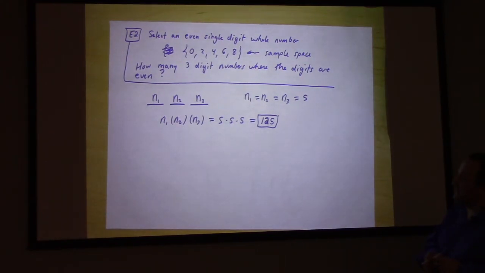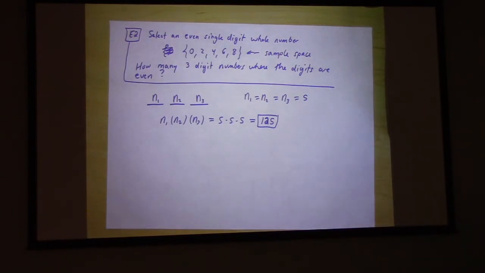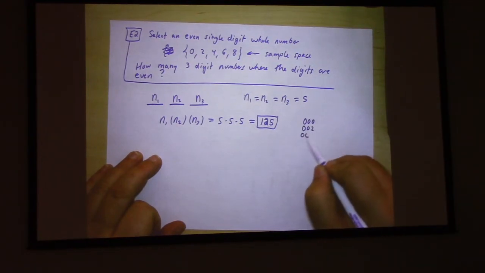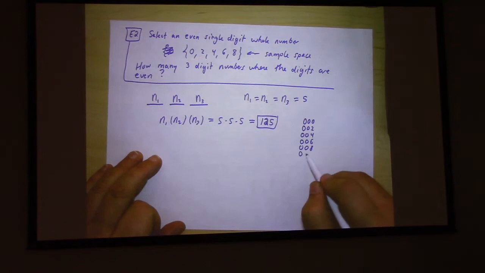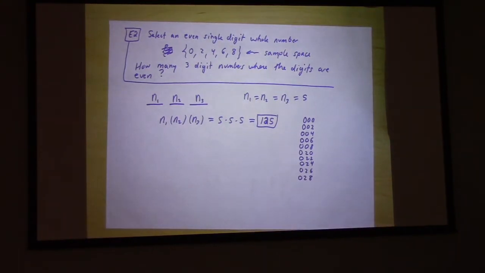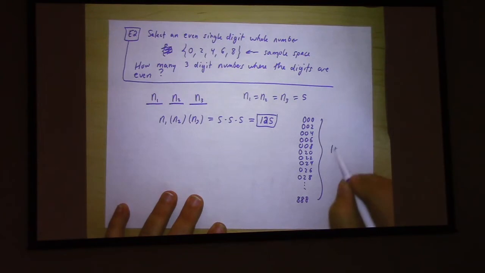I think it would be hard to count those directly, wouldn't it? I mean, we could start listing them, right? Here we go. 0, 0, 0, 0, 0, 2, 0, 0, 4, 0, 0, 6, 0, 0, 8. We're going to be here a while, aren't we? 0, 2, 0, 0, 2, 2, 0, 2, 4. No one wants to see this, right? And so forth and so on. Very much later, we get to 888. There are 125 of these.